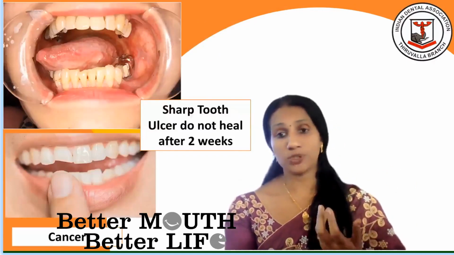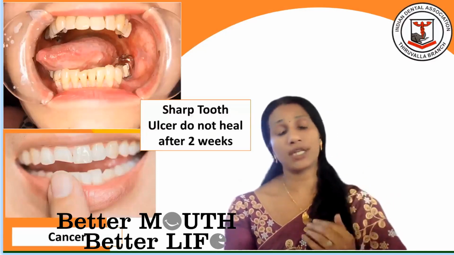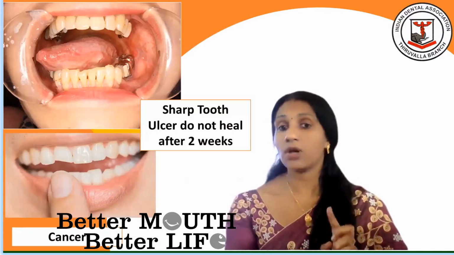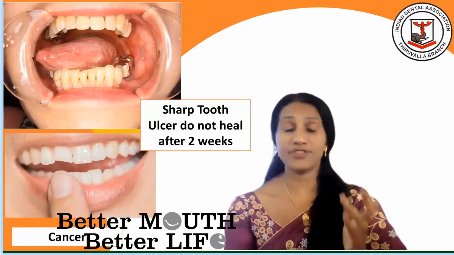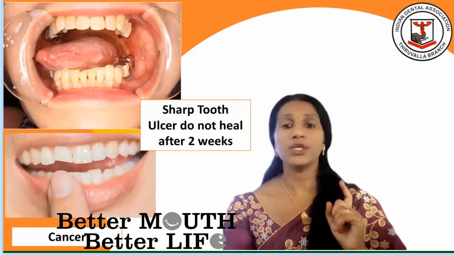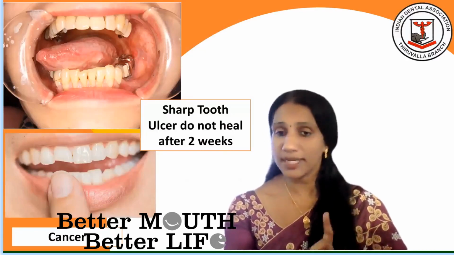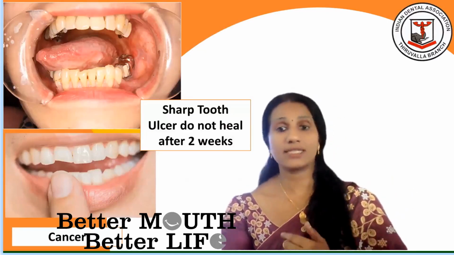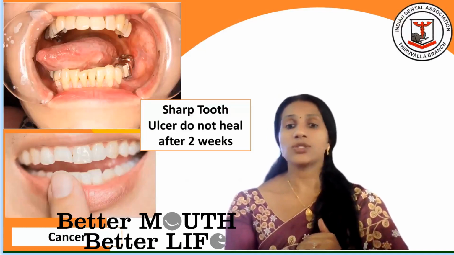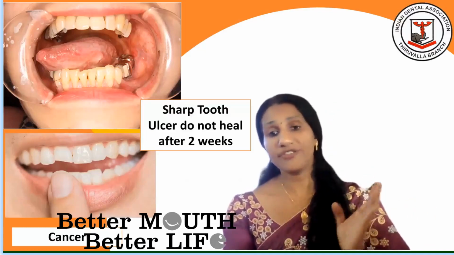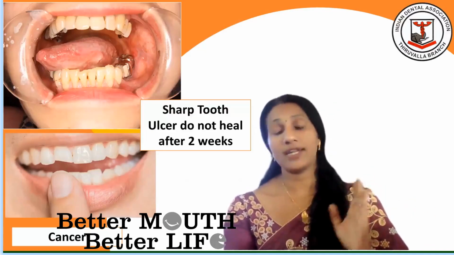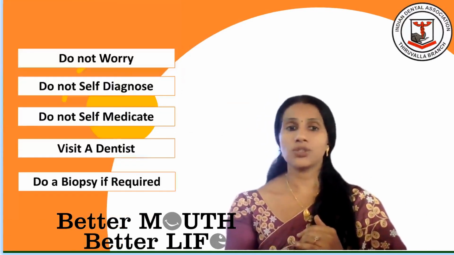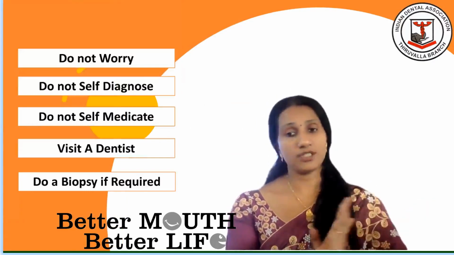Suppose you have a sharp tooth and the tooth is irritating your tongue or your mucosa, again seek help. And if this ulcer does not heal within 2 weeks, remember, if the ulcer does not heal within 2 weeks, do not wait. You have to meet the dentist, reduce the sharpness of the cusp, and seek the next treatment, that is, do a biopsy. So this is actually a part of cancers. If any ulcer is there in your oral cavity and does not heal, then remember it could be a cancerous growth.